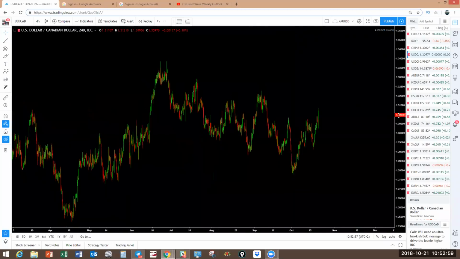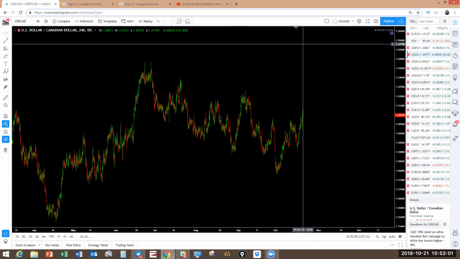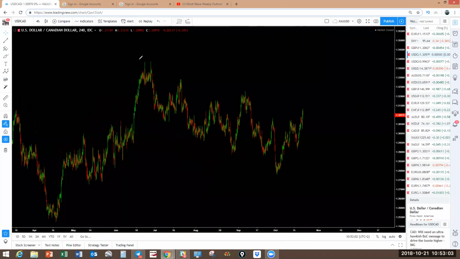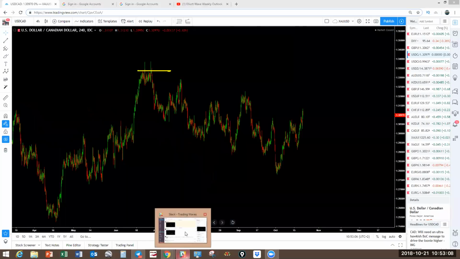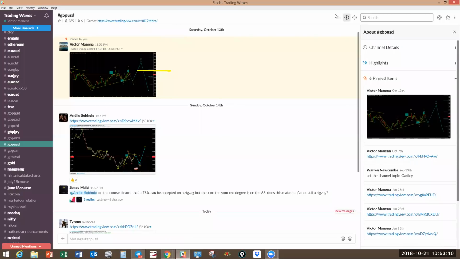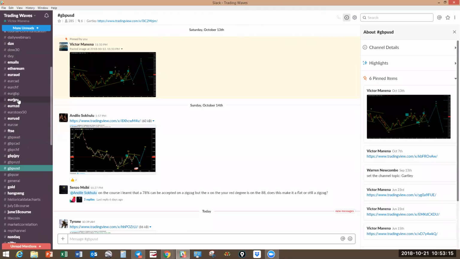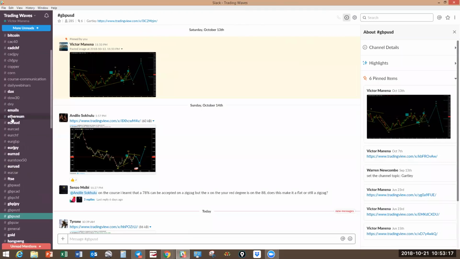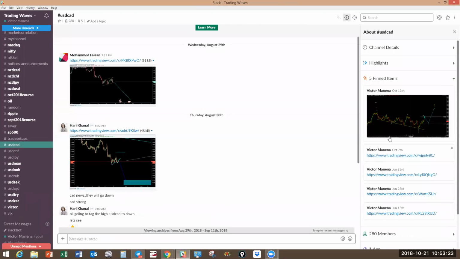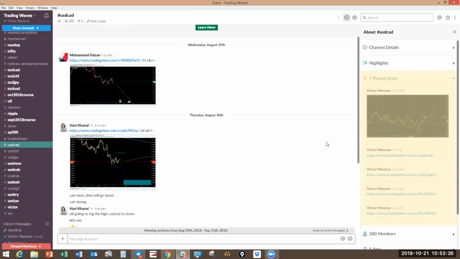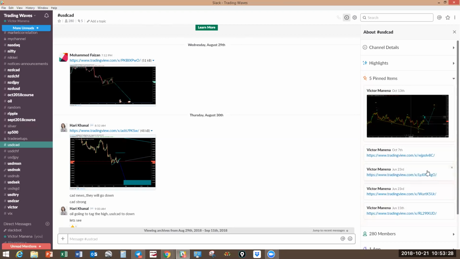But let's have a look at the history of this chart from when we were still up here. I'm going to go into the Slack and show you how we've been looking at this pair since that correction. Let's go to US dollar CAD, and this is how it works in our group. This is how we forecast the market. Let's look at US dollar CAD, and we look at the pinned charts here. We look at the one that was done on the 23rd.